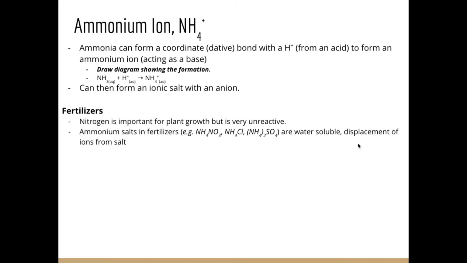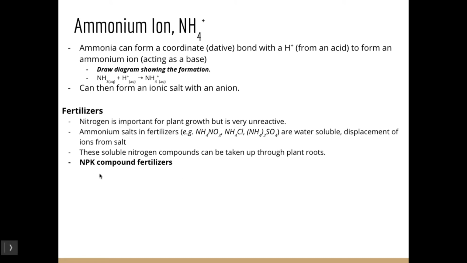These are all water soluble, so we're going to get the displacement of the ions from the salt. So if we put these with water, we get the ammonium ions. The ammonium ion is now much easier for the plant to take up through the root and get this delicious source of nitrogen that it needs to grow. So we've got these things called NPK compound fertilizers. If you pause, probably work out what the NPK is. It's referring to nitrogen, phosphorus, and potassium. So these are the elements that are most commonly lost from extensive soil use.